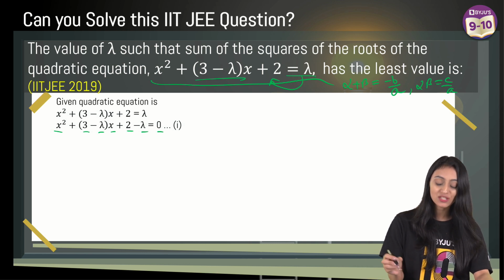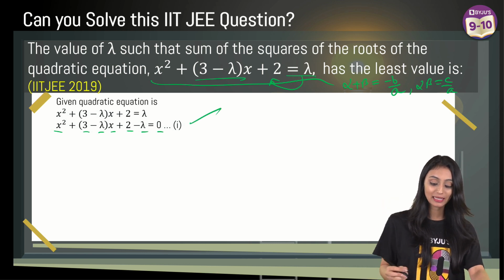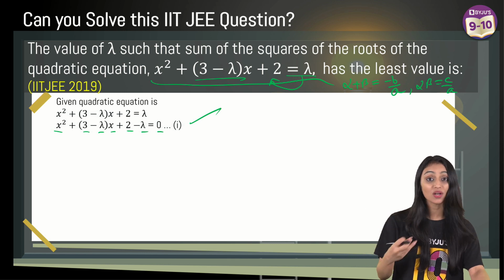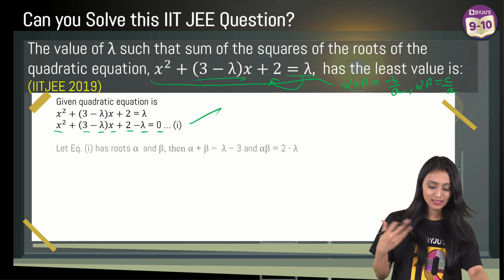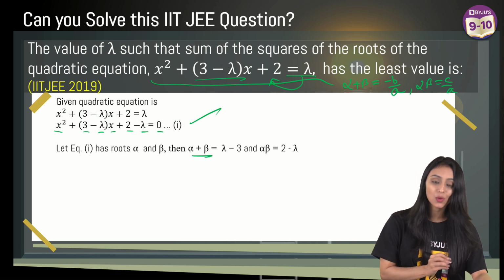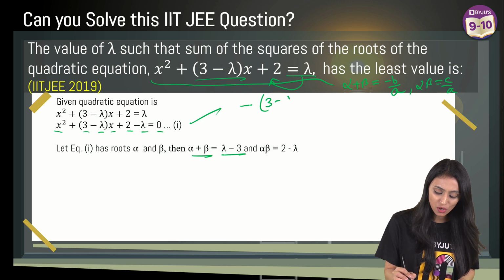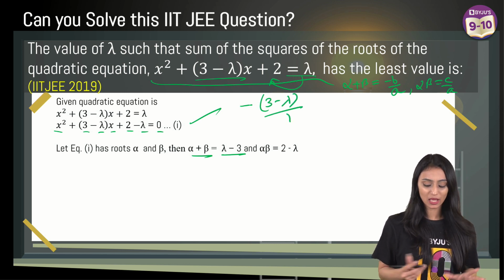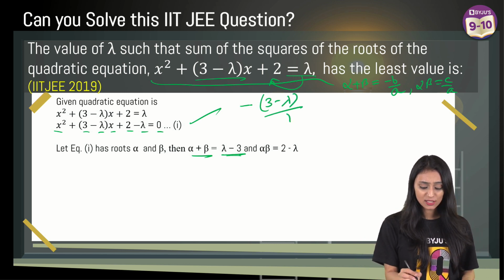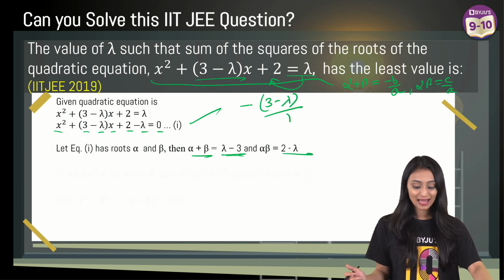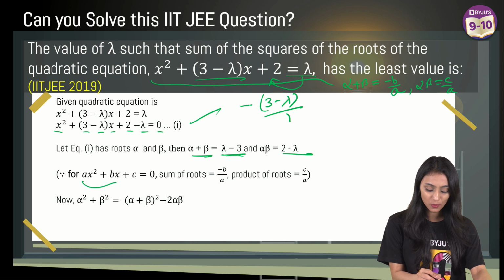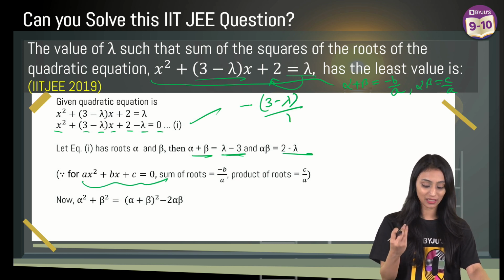So from here, if I just compare it with the general form of the quadratic equation, I can simply say that here, the sum of zeros, alpha plus beta, that's going to be equals to lambda minus 3. Why lambda minus 3? Because it's going to be equals to minus of 3 minus lambda by 1. So if I change the signs, that's going to be lambda minus 3, and product of zeros is basically c by a, that's 2 minus lambda over here, if you just compare it with this general form of the quadratic equation.